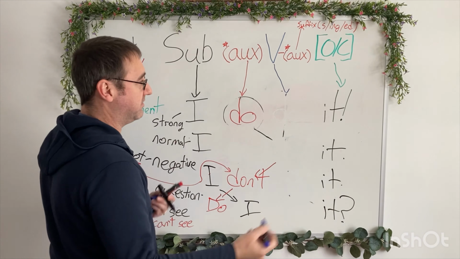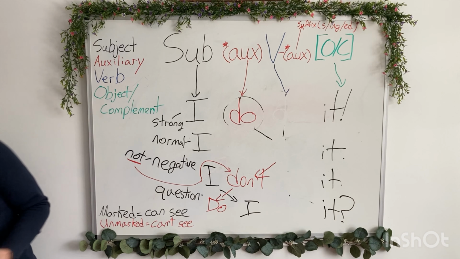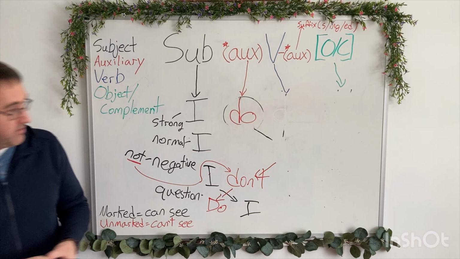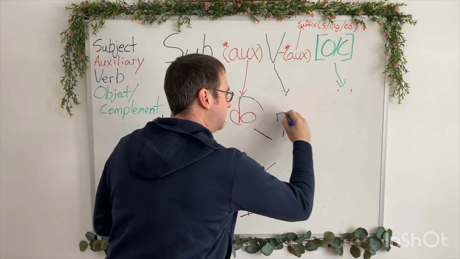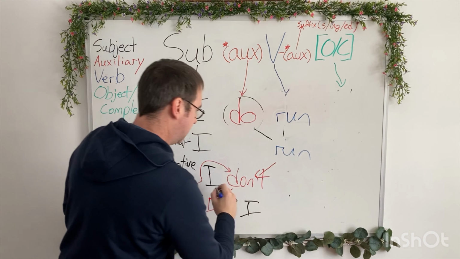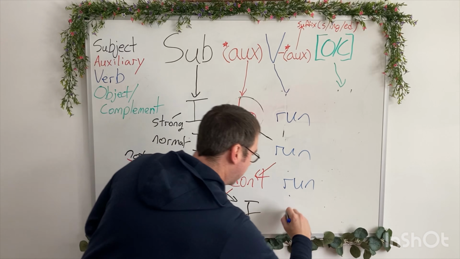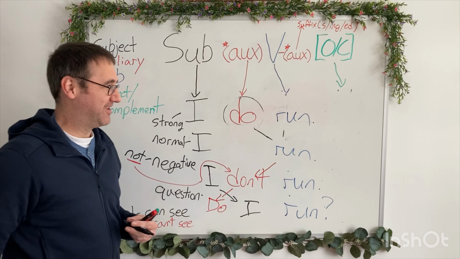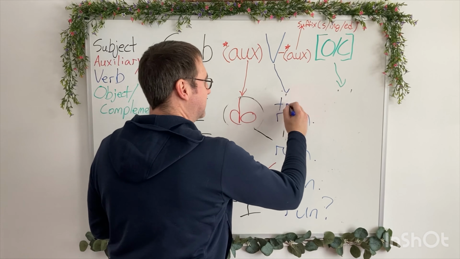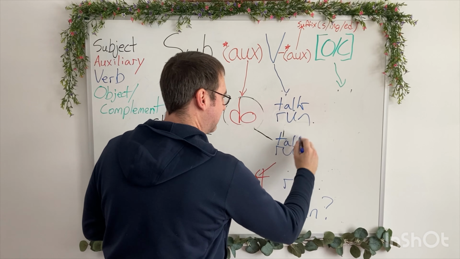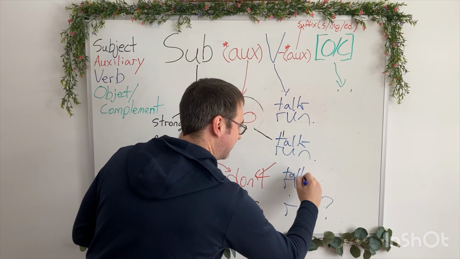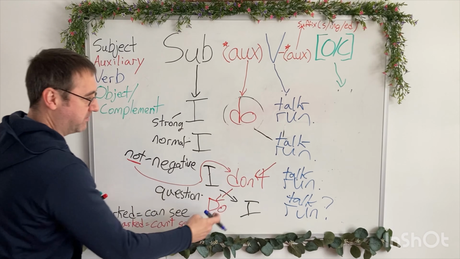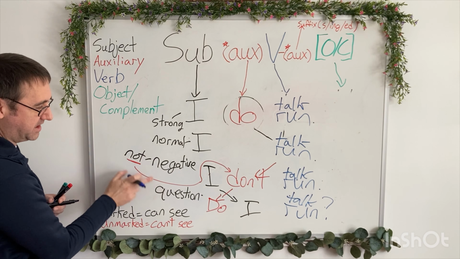So I can use, well, we have to maybe take away the word it, right? So let's take away the object, because the object is not always there. But I can put any verb here. So I can say, I do run. I run. I don't run. Do I run? Don't forget your periods. Okay? Any verb. We could put, I do talk. I talk. I don't talk. Do I talk? Right? This is the form. This is it, right? Strong, normal, negative, question.